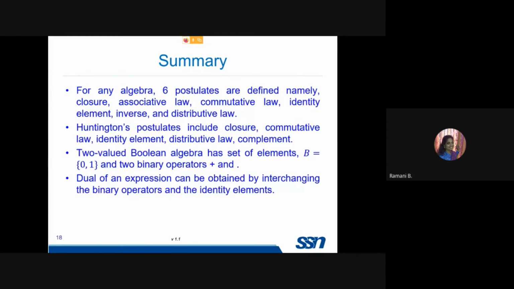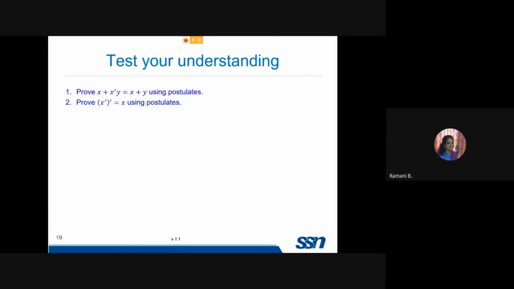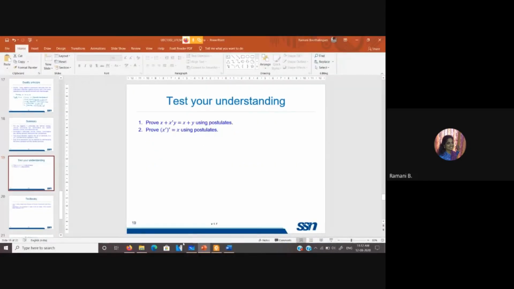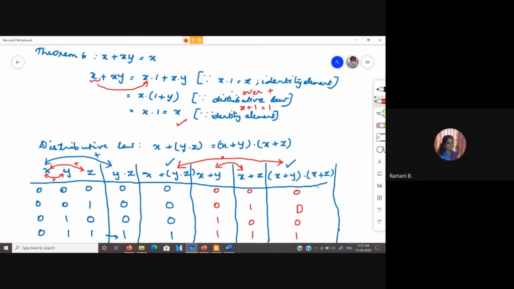In two-valued Boolean algebra, we have the set of elements B equal to 0, 1, and two binary operators, dot and plus. Lastly, the dual of any expression can be obtained by interchanging the binary operators and the identity elements. In this, I have given 2 more theorems to be proved by you to test your understanding. So with this, we shall wind up Boolean algebra. Next, we shall see logic gates.